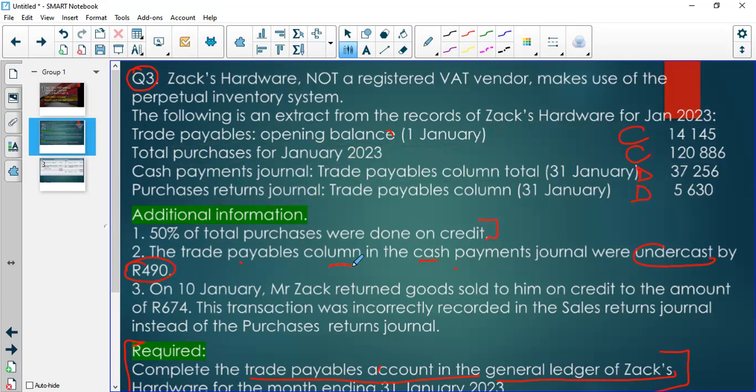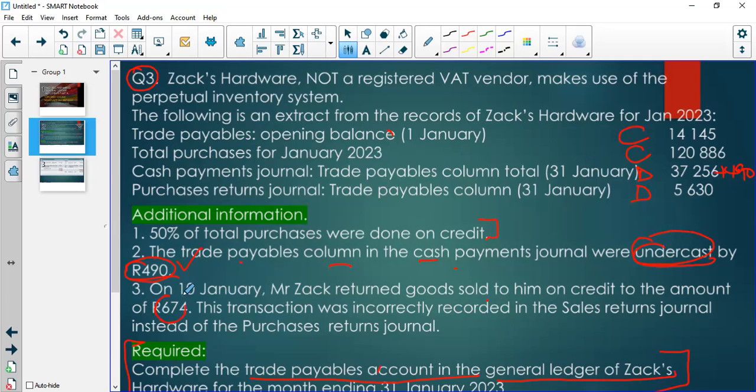And so when we are adding up, we make a mathematical error. So it was smaller. The amount was undercast when we're adding up. We missed a 490. So we have to add a 490 here, right? So that's the adjustment.